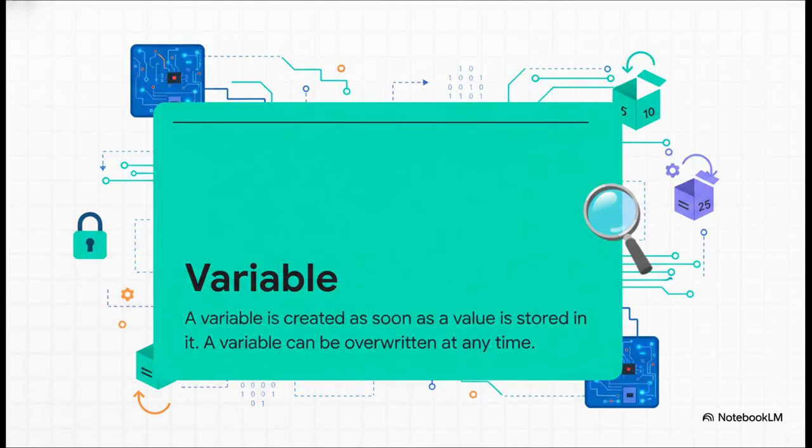But here's its superpower, and this is the crucial part. That value can be changed. The stuff inside the box isn't stuck there with superglue. It can be updated, swapped out, and changed around while your program is running.